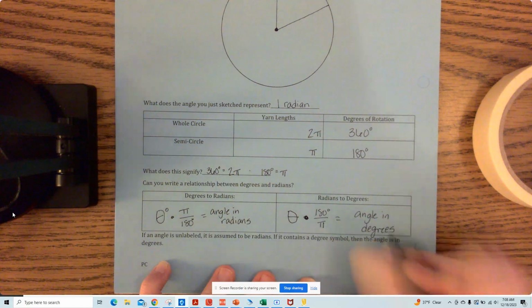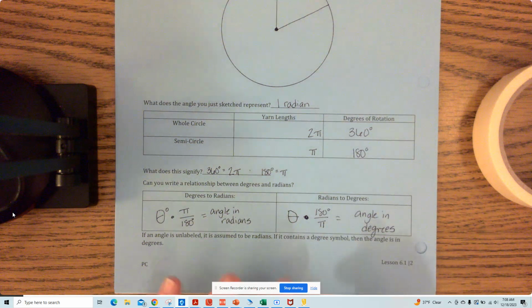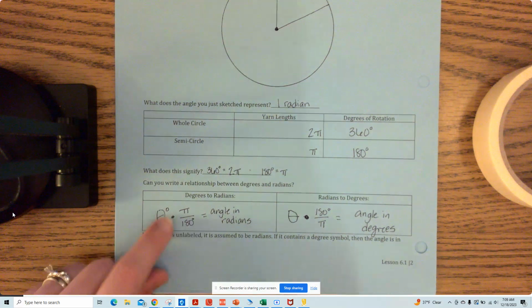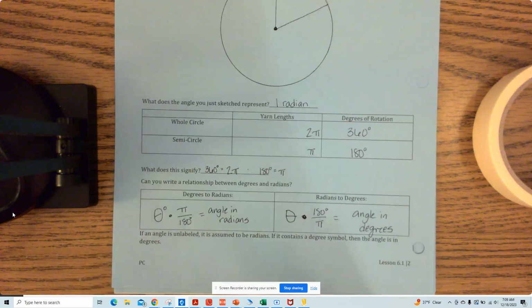If an angle isn't labeled, it is assumed to be radians. If it contains a degree symbol, then the angle is in degrees. So you always look at the labels and really make sure that you're labeling your angle measures. If your angle is measured in degrees, make sure you're putting that degree sign. And if it's in radians, you don't put it. That's how you recognize what measurement someone has used.